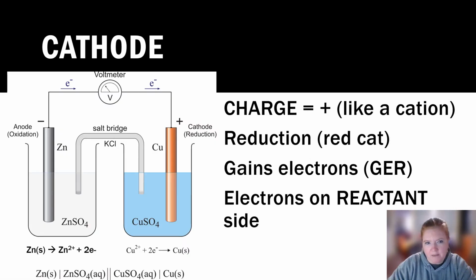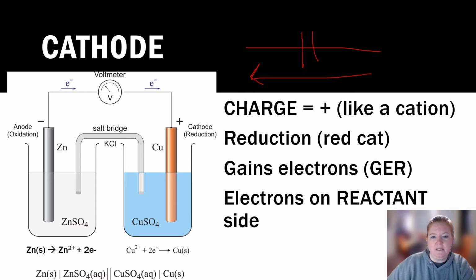All right, let's look at the cathode. The cathode has the charge of positive, like a cation. If you think of red cat, reduction happens here. And since it's reduction, we think GR, it gains electrons. And if you remember the number line, real quick like this, the GR arrow went like this. So the electrons are on the reactant side. And if we look at our half reaction right here, you can see that electrons are indeed on the reactant side. So cathode reduction has a positive charge.